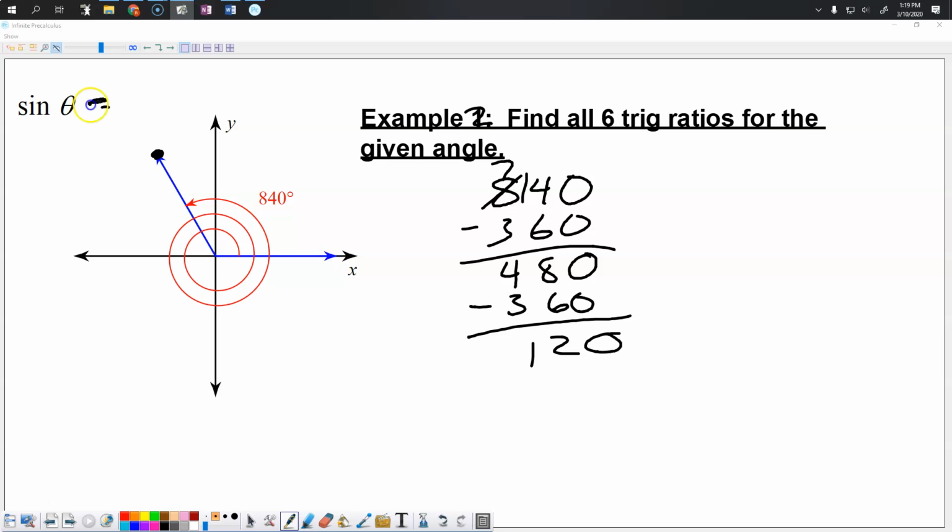I want to know sine, which is the y value. Okay, there we go. Radical 3 over 2 is the answer. I'm not going to do all 6 this time. We've got enough of that. We're just going to do 1. But there it is.